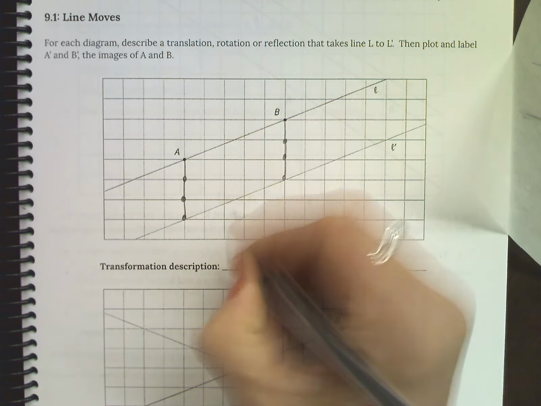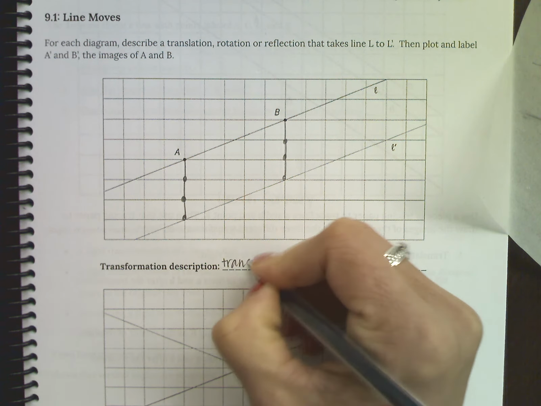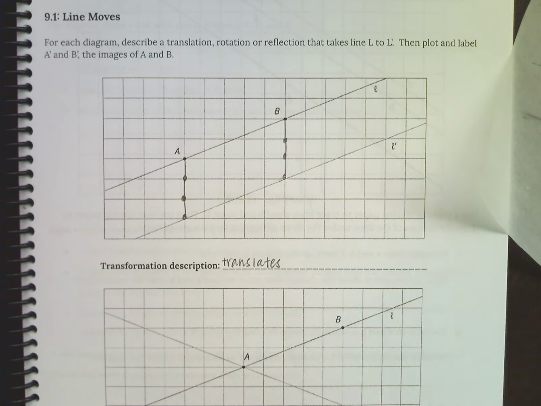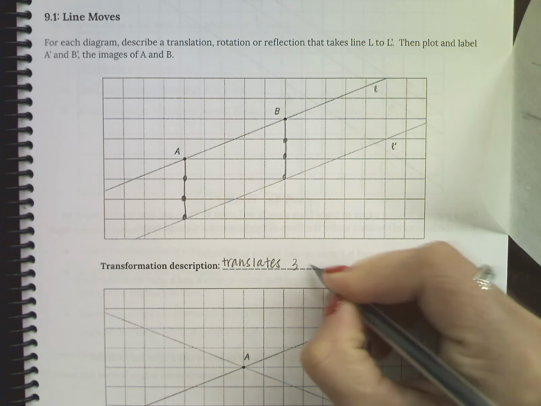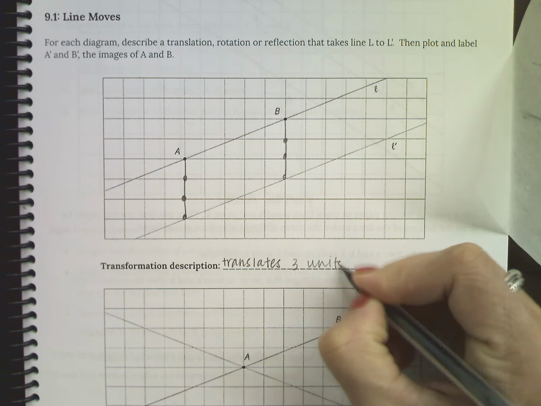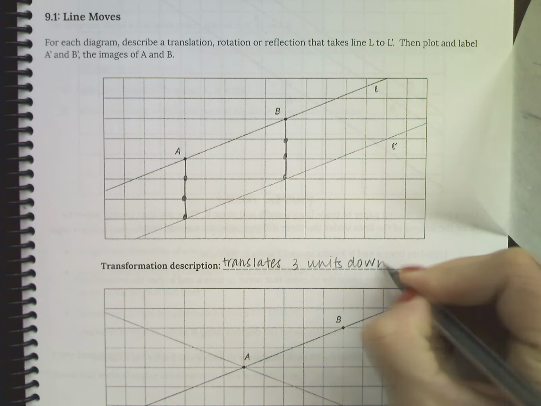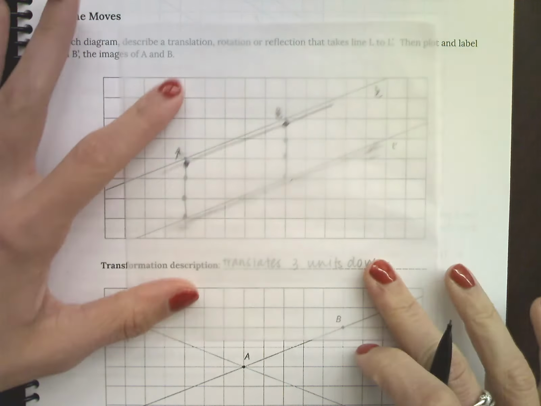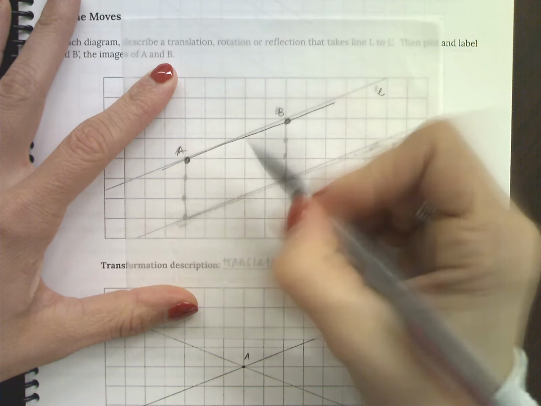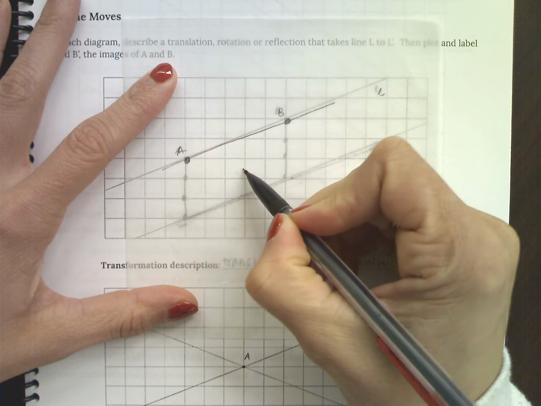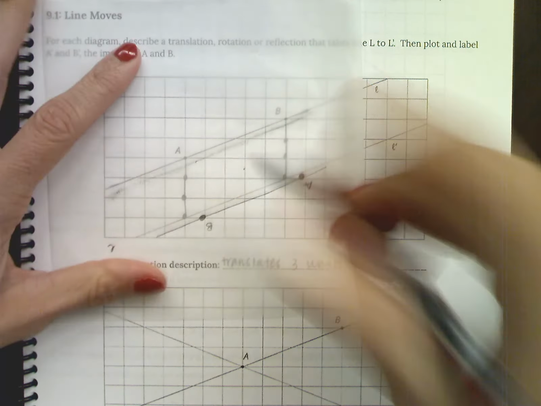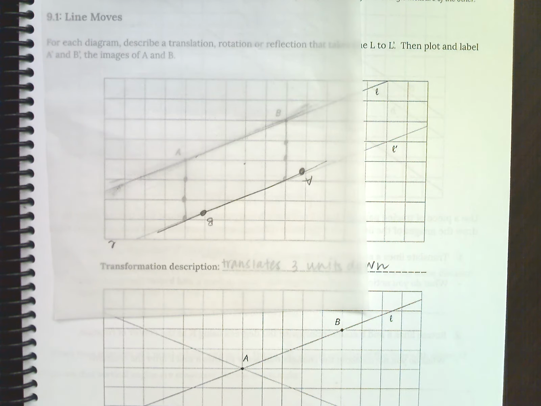So you could have said it translates three units down. That's one way. You could have also lined it up, put your pencil, I believe, right in the middle, and done a 180-degree rotation and had them line up on top of each other as well.